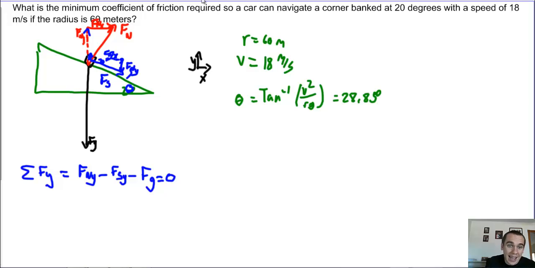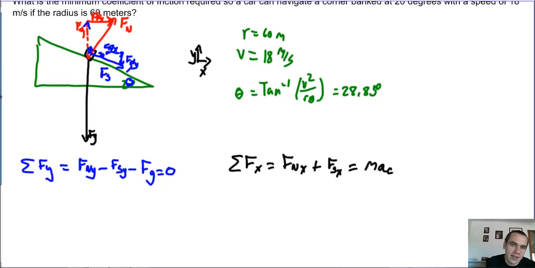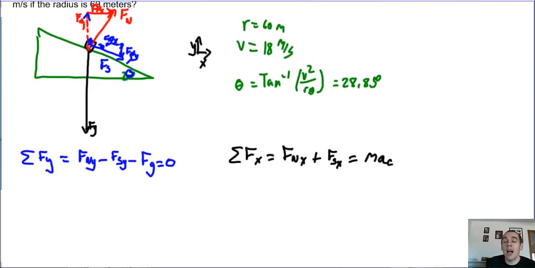0. And in the x direction, I have a similar thing going on, except that I'm going to use the x direction. So Fnx is going in the same direction as the static friction in x. They're both towards the center, and this is mass times acceleration, and because the only acceleration is towards the center, that's mass times centripetal acceleration, ac. So these are things I have, and remember, I'm supposed to be finding the coefficient of friction required so that this can happen.